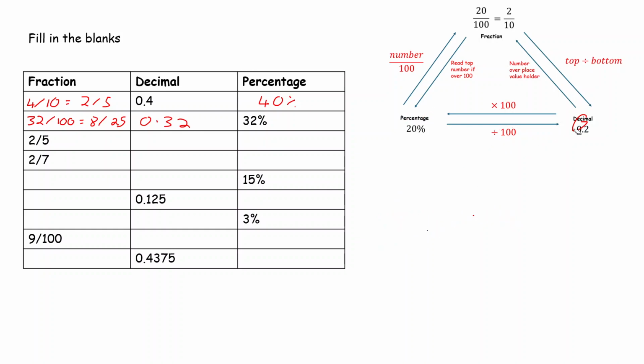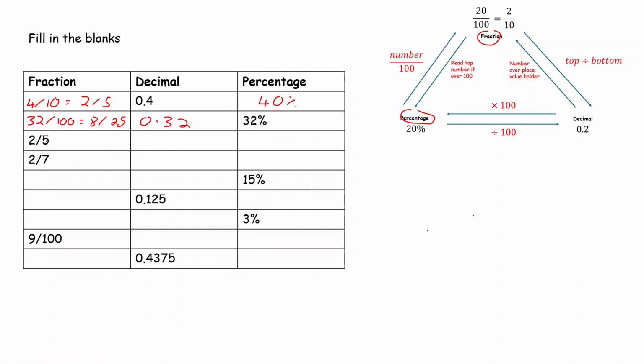On to the next one. We've got 2/5 as a decimal and as a percentage. Now, it's up to you really what you do here. Let's go from a fraction to a percentage here. To do this, you need to get your top number, so you read the top number if over 100.